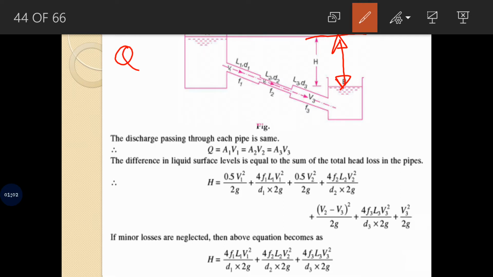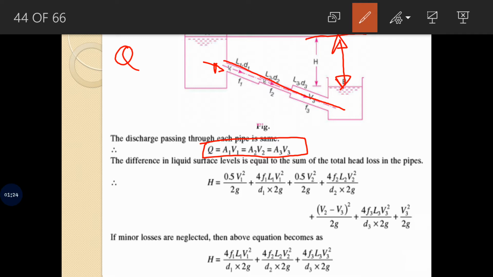Now, the water flowing through this pipe is the same, constant. So we can say that the discharge flowing through this pipe is going to remain constant. So we'll have the continuity equation as the first condition, that is Q is equal to A1 V1 is equal to A2 V2 is equal to A3 V3.